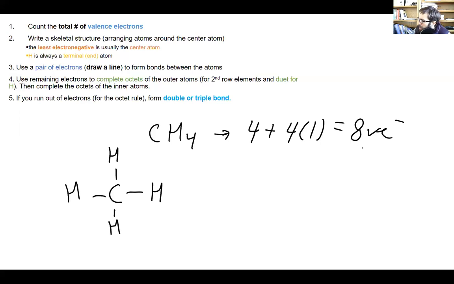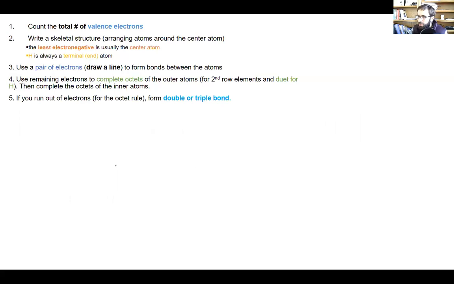Carbon's done, and we used 8 valence electrons. There they are, 2, 4, 6, 8, all in bonds. That's the Lewis structure of methane. There are no lone pairs. So that's that one, pretty straightforward. Now let's do 2 more.